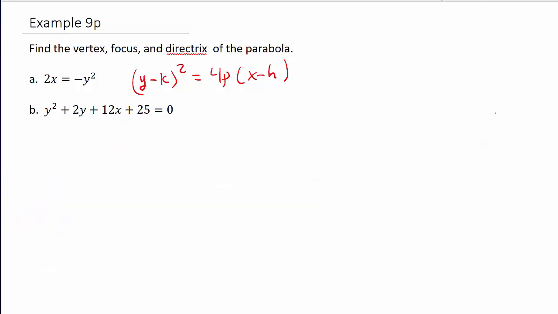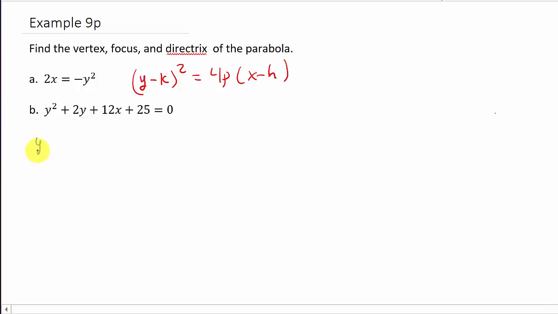All right, so now the second problem. What we've got here is y squared plus 2y plus 12x plus 25 equals 0. It looks like in this one we're going to have the y part squared because there's a y squared, there's not an x squared. So notice all the y terms are over here on the left and the x terms are over here on the right. So let's move the x term and the constant term, and just keep the y terms over here.